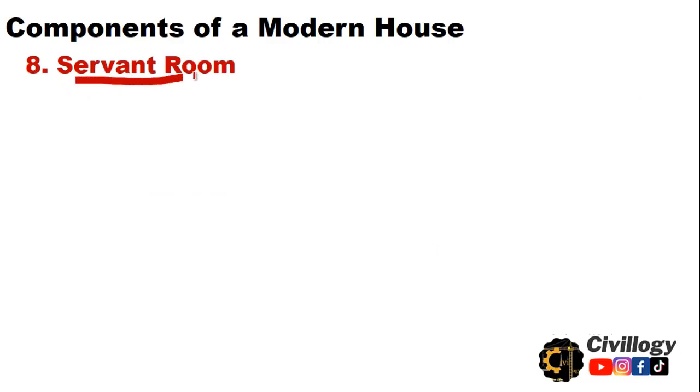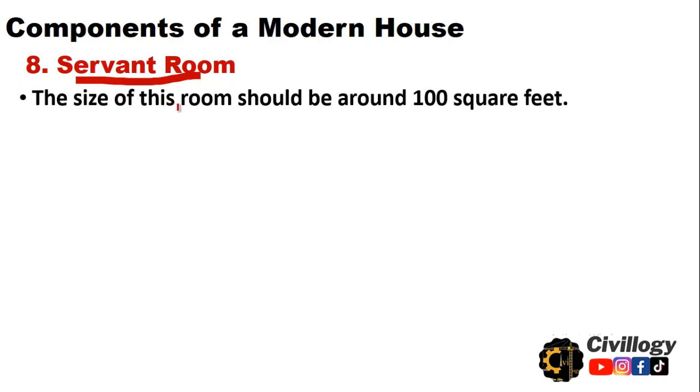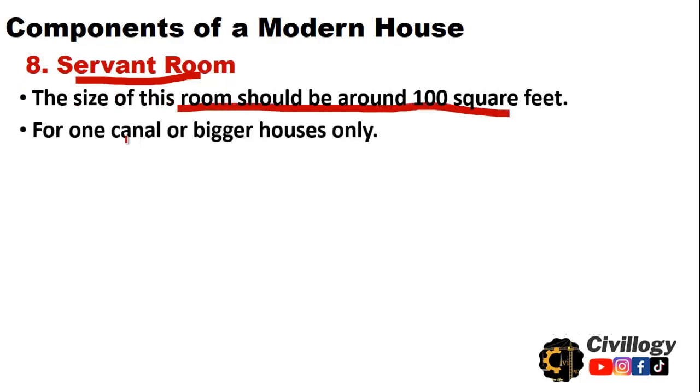The eighth component is servant room. Because you are making a modern house, you must have a large budget. So you will have to accommodate a servant in your house, so there should be a servant room as well. The size of this room should be around 100 square feet, and for one canal or bigger houses only.